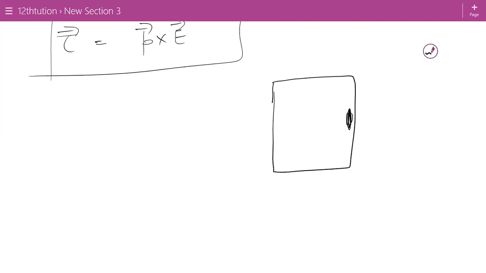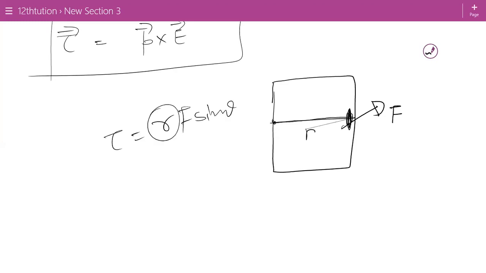Because torque is equal to R cross F. R is the distance, this is the R, and the force you are applying is F. If this R is greater, the torque will be greater, because torque is equal to RF sine theta. So if R is greater, torque is greater. If R is less, torque is less. If torque is greater, the door will rotate. If torque is less, the door will not rotate.